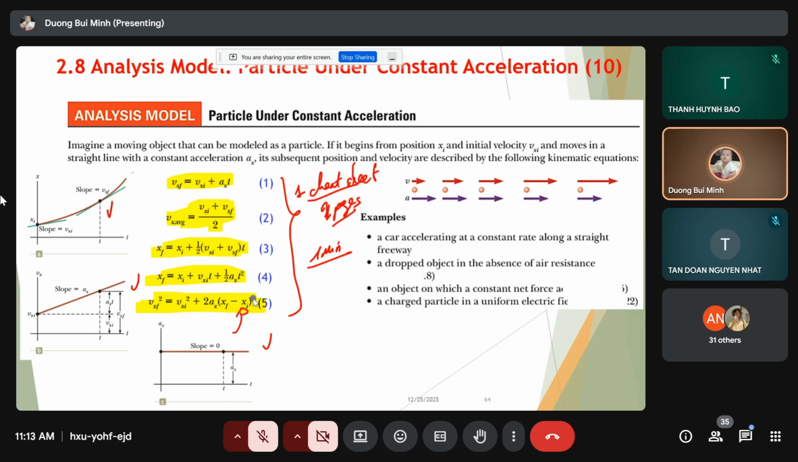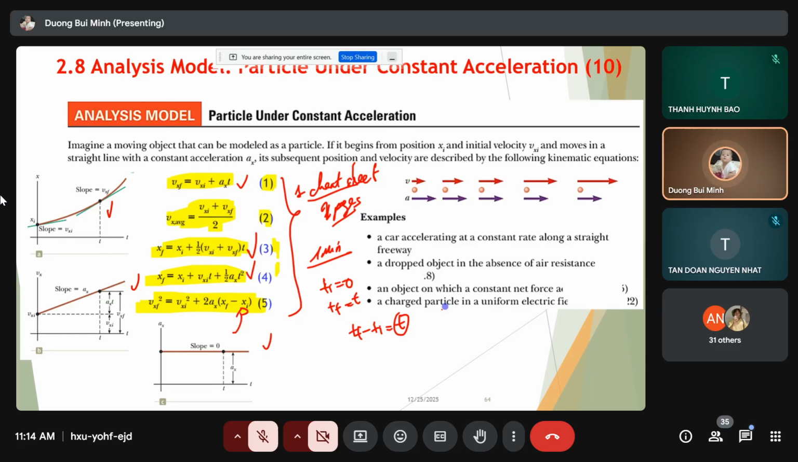Try to get your observations from these equations, for example. If some question requires us to determine the time, at the beginning Ti is 0, right? So you have Tf minus Ti like this. If the question requires calculating time, you can use equation 1, equation 3, or equation 4.